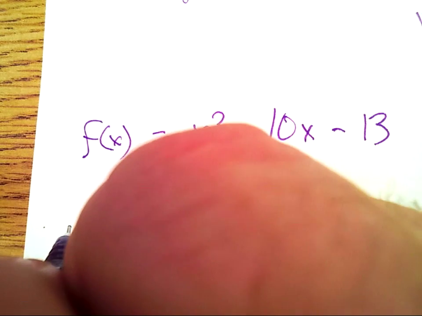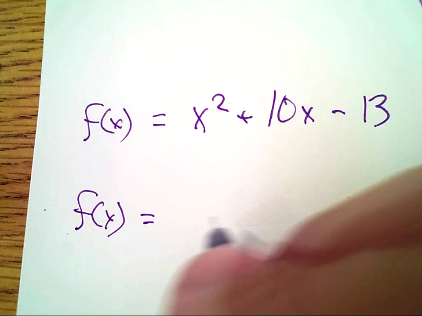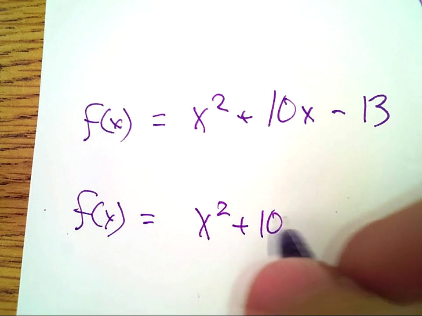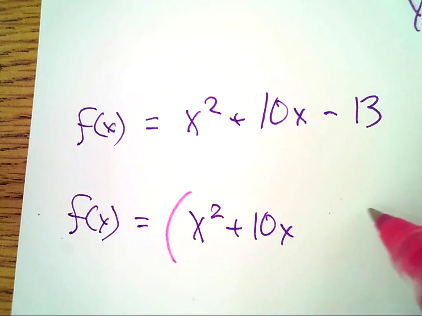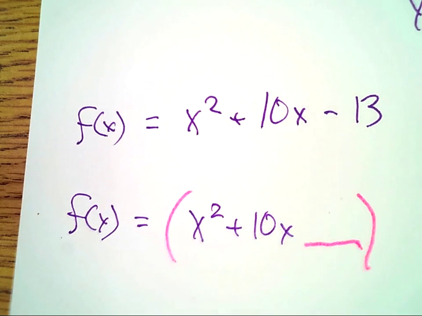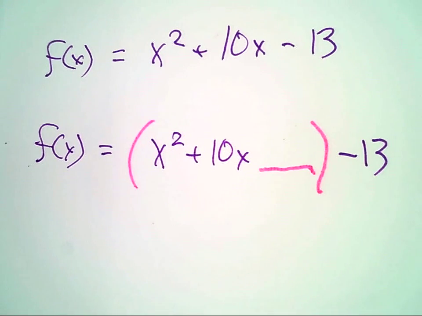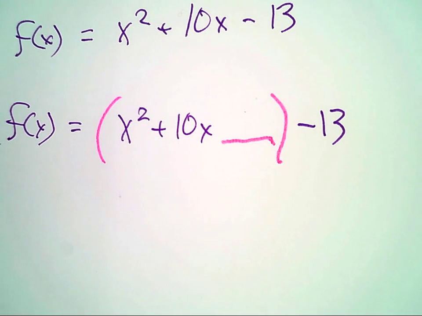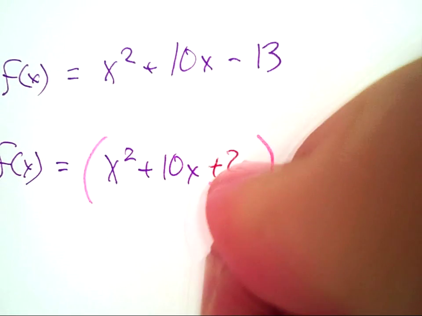Please pay attention. We're writing notes. F of x equals, and this is the way we rewrite it, and once we do this, you should be able to see what's going on. We're going to put parentheses here with our empty space there, and then we have minus 13. All right, now what goes in the empty space? Plus 25, you say. I love it how quickly you guys do that. Plus 25. Everybody sees the plus 25? No questions about that?